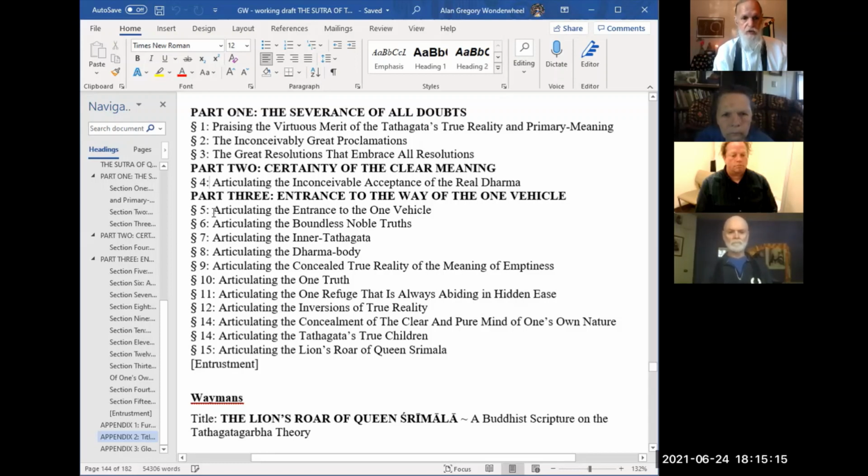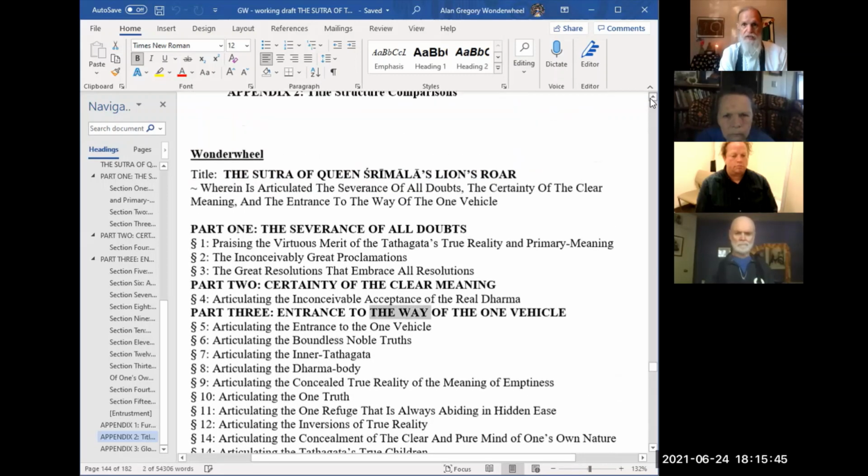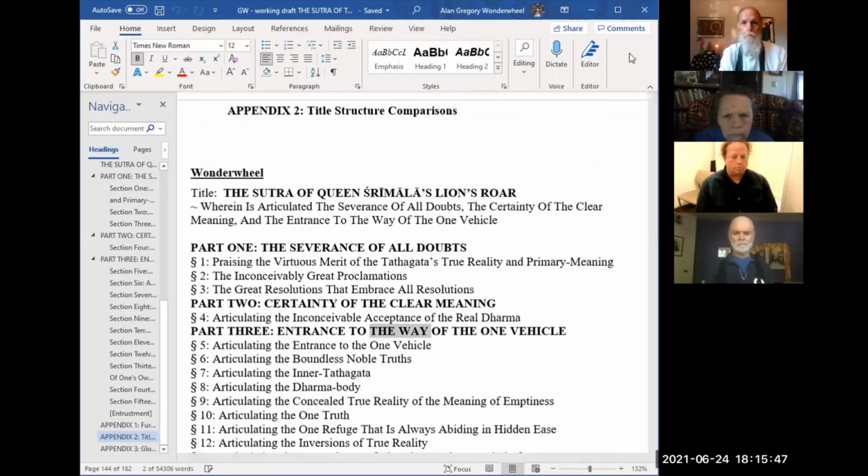And then all the other ones, beginning with the one vehicle, are all about entering the way of the one vehicle. So section 5 is entrance to the one vehicle, and I take section 6 to 15 to be referring to the way of the one vehicle. So we have part 5, section 5, entering the one vehicle, and then the rest of them, the way of the one vehicle. So that's just how I have looked at this organizational scheme.